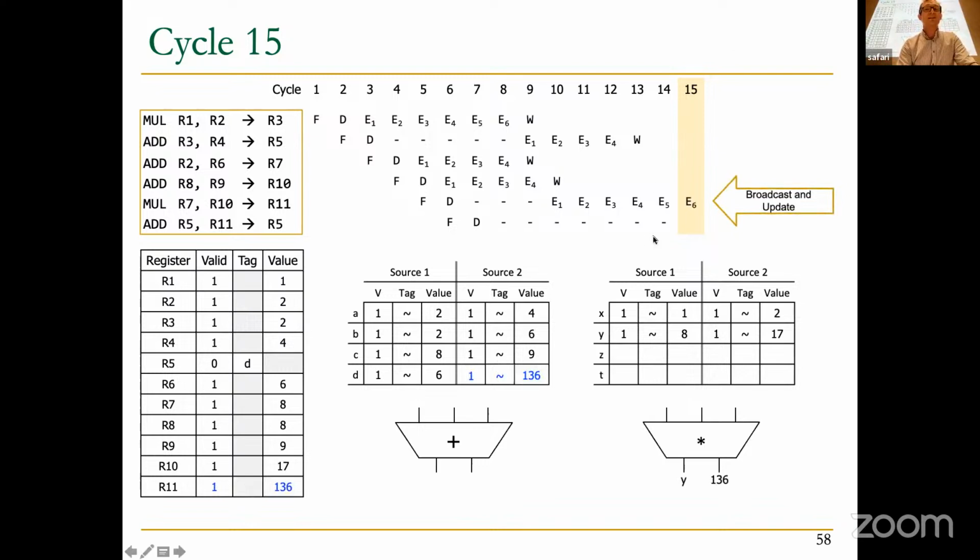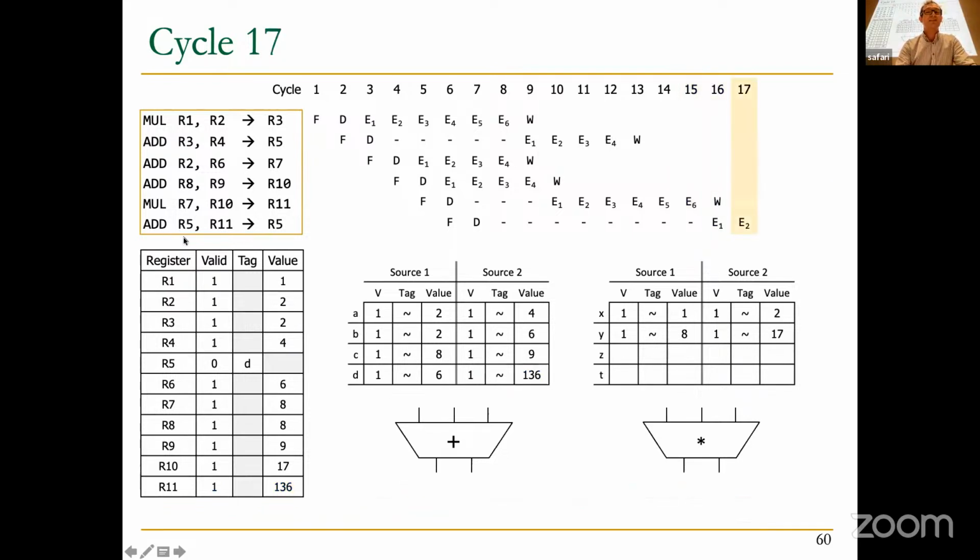For example, here in cycle 15, this multiply finally broadcasts its tag Y and the value 136, and everybody who's waiting for Y and 136 captures it. And now this instruction becomes ready to execute over here, which happens to be this instruction.